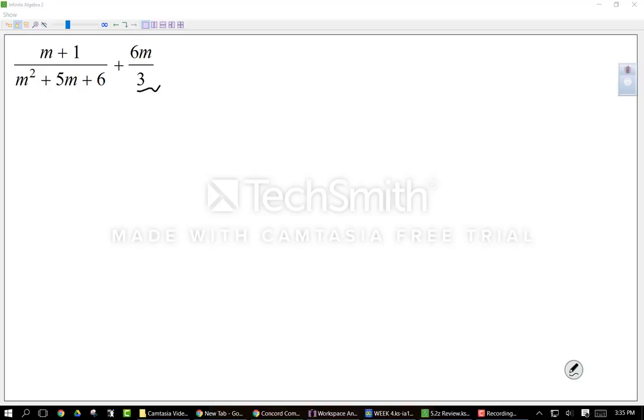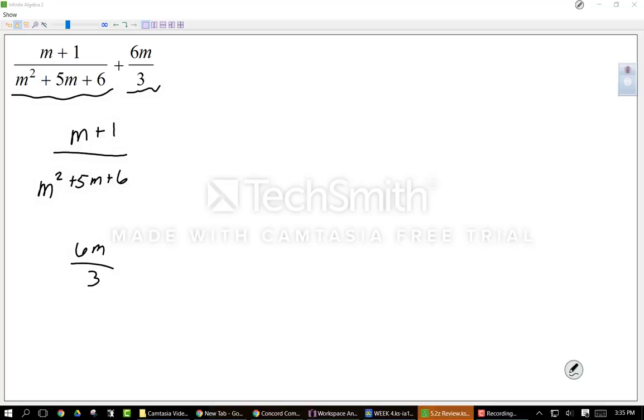Because I have different denominators, I need to find the same one, a common one. So I have m plus 1 over m squared plus 5m plus 6. And then I have a 6m and a 3. Well, because this is a trinomial, that actually can be written, I'm going to skip a step here, as m plus 3, m plus 2. Remember, use your x to factor it out.